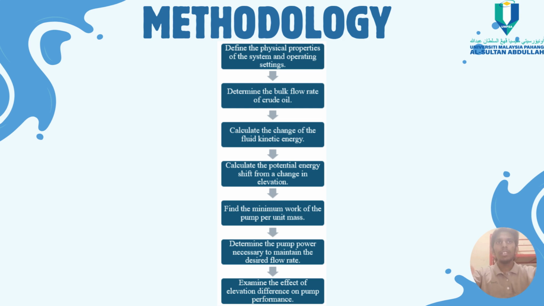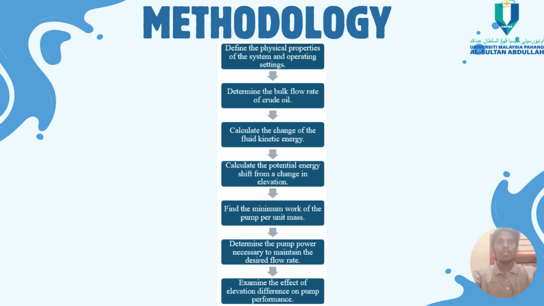The purpose of this current analysis is to find out the minimum work required by the booster pump to transfer crude oil from a lower collection tank to a higher storage tank. For the calculation part, we are going to follow a flow chart of the work, which starts from defining the physical properties of the system and operating settings, followed by determining the bulk flow rate of the crude oil, and then the change in kinetic fluid energy and the potential energy shift from change in elevation. From both the kinetic and the potential energy, we are going to find the minimal work of the pump per unit mass.